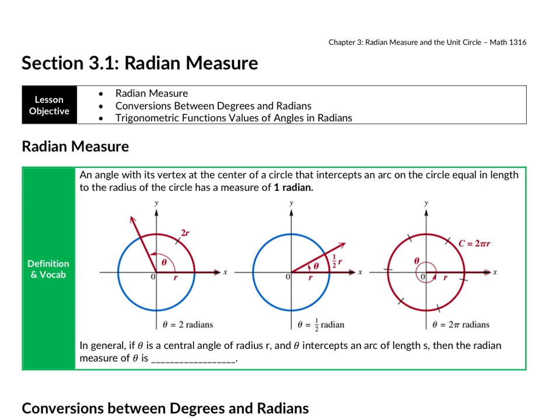Great question. An angle with a vertex at the center of a circle that intercepts an arc on the circle equal in length to the radius of the circle has a measure of 1 radian. That's a lot of words. Let's discuss what that means.